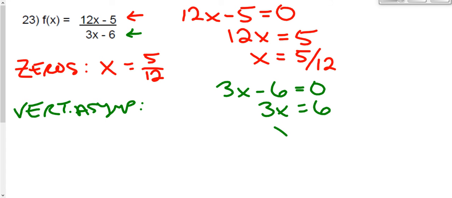We'll divide both sides by 3. 6 divided by 3 is 2. The number 2, if I plug that into my denominator, it will make me divide by 0. So I am not allowed to use the number 2.